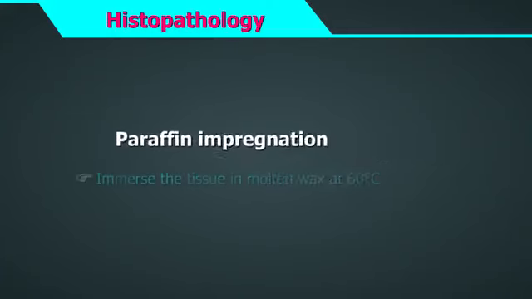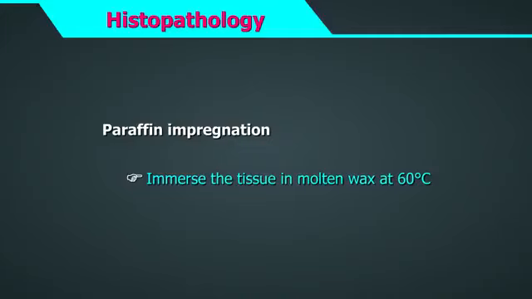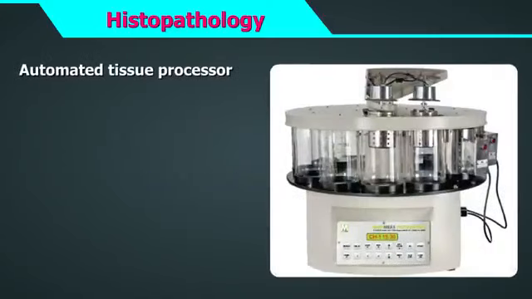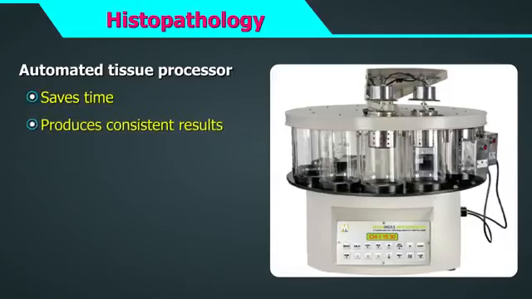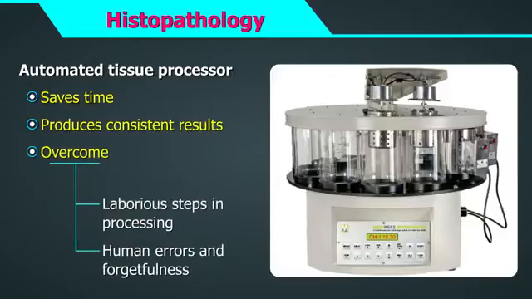Our final destination is, however, wax. So, we now chase out the xylene and immerse the tissue in molten wax at 60 degrees centigrade. This is called paraffin impregnation. In a large pathology laboratory, much of this tissue processing is automated in order to save time and to produce consistent results. All what we described earlier happens in an automated way. This will overcome the laborious steps in processing and human errors and forgetfulness.